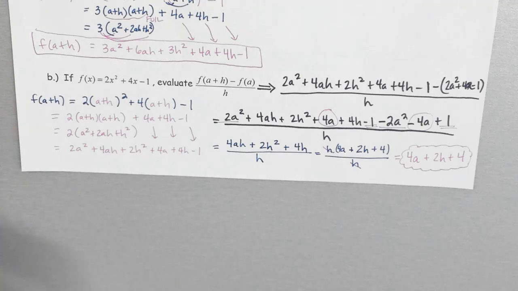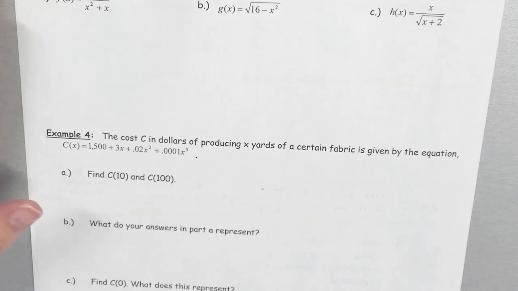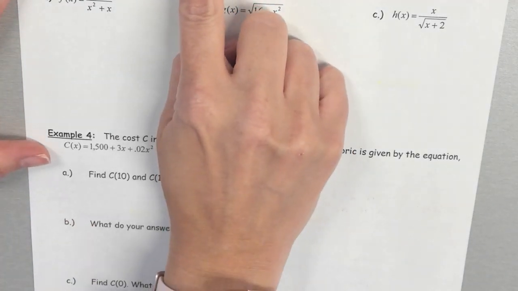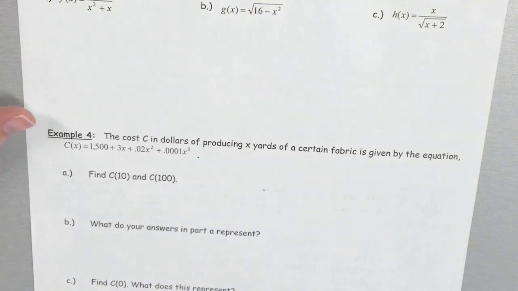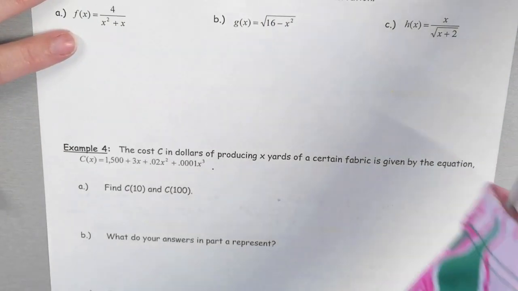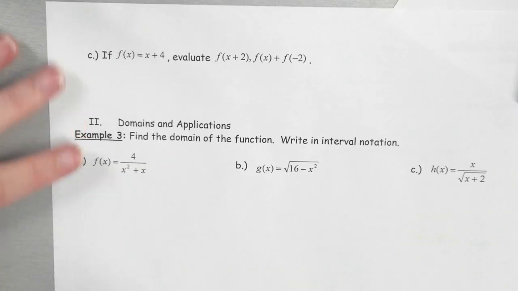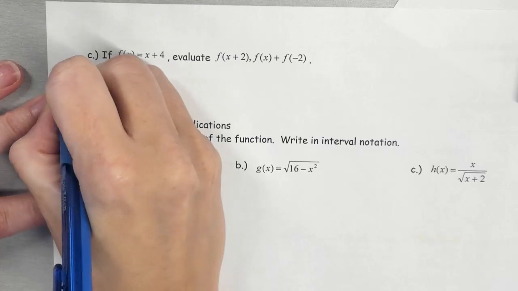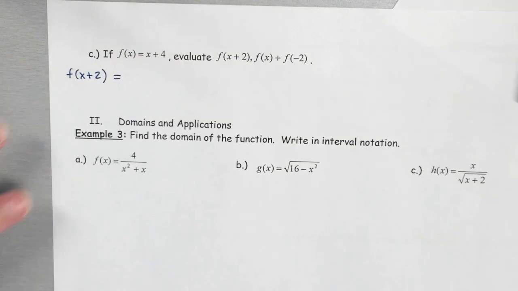All right, and then let's flip it to the back. Okay, so this one says if f of x is equal to x plus 4, evaluate f of x plus 2, and then f of x plus f of negative 2. Okay, so let's do the f of x plus 2. Do you guys feel like you could do that without me? Plugging it in. So you have your f of x.